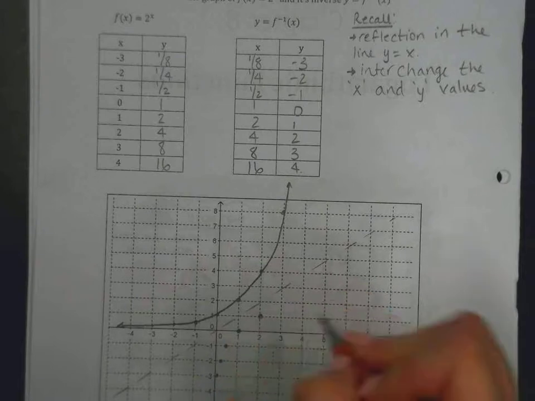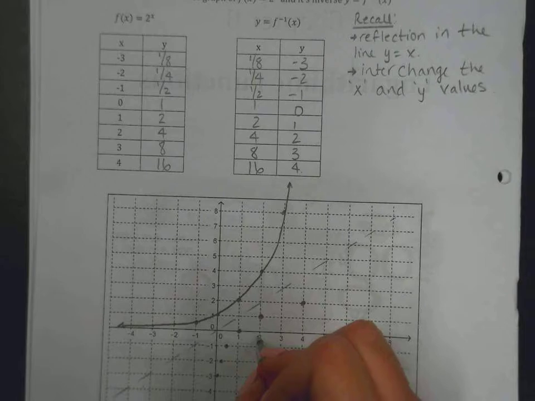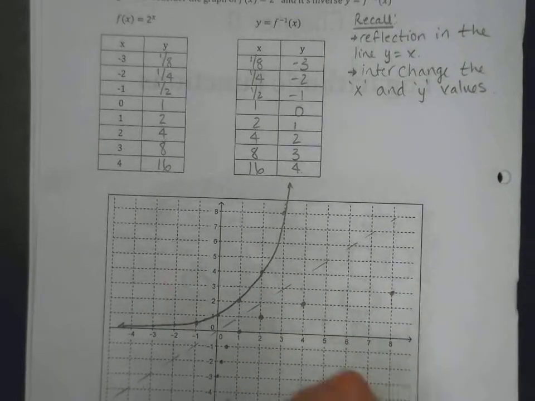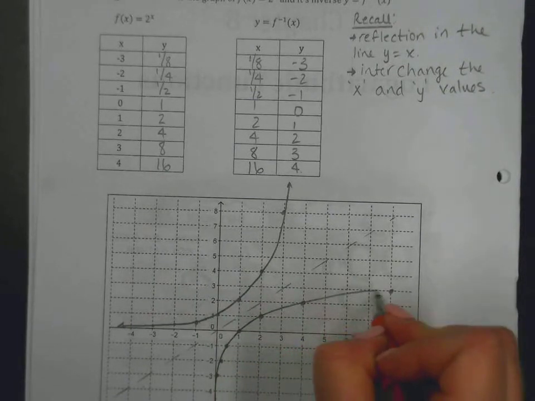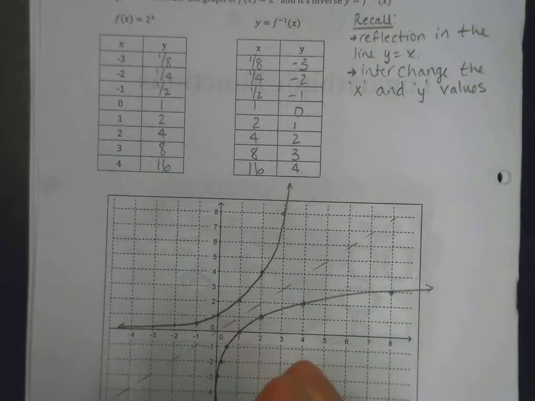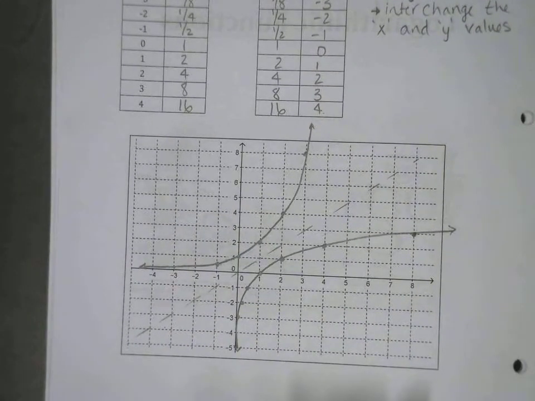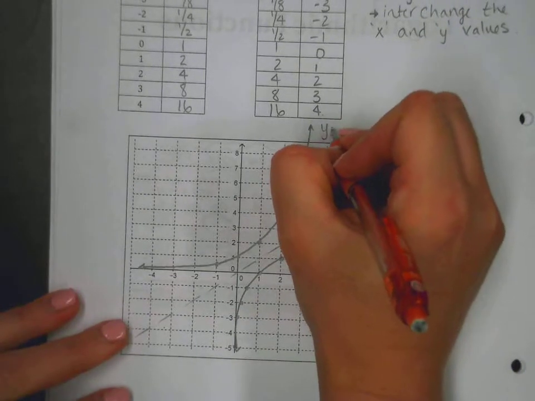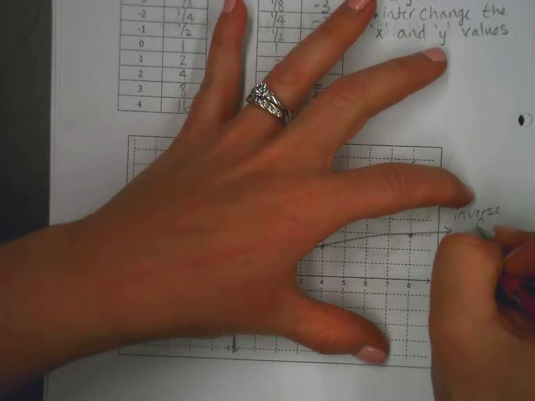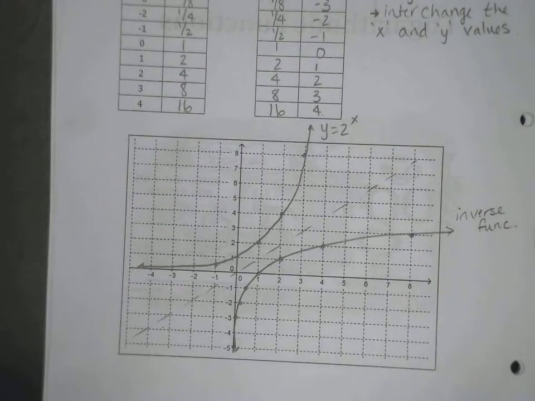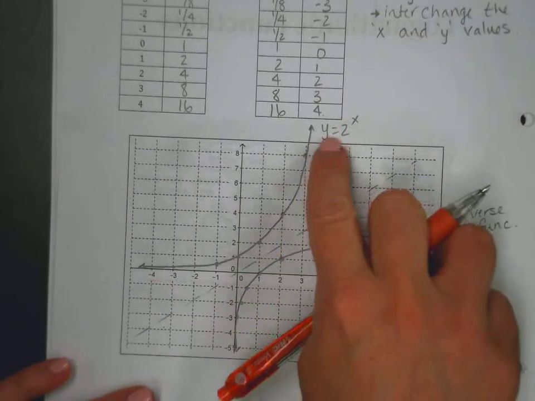So we can visualize this graph to look like this. So this is our inverse function. And so recall also when we write the equation of our inverse function, we want to interchange our x and y values just like we do with our points. And so the equation becomes x equals 2 to the power of y.